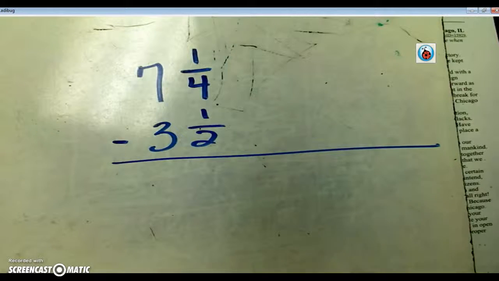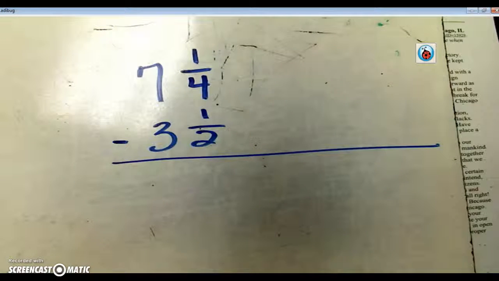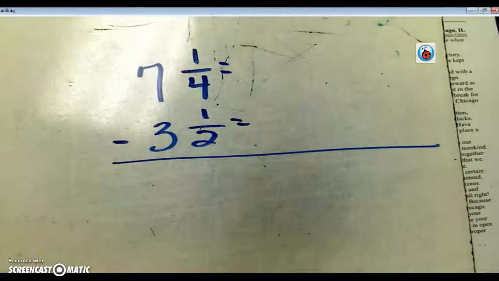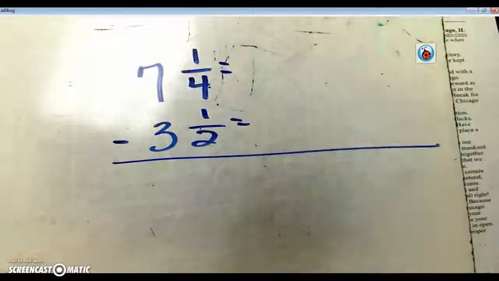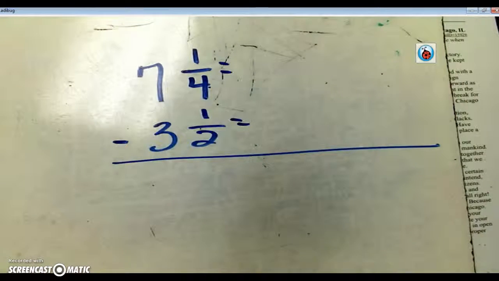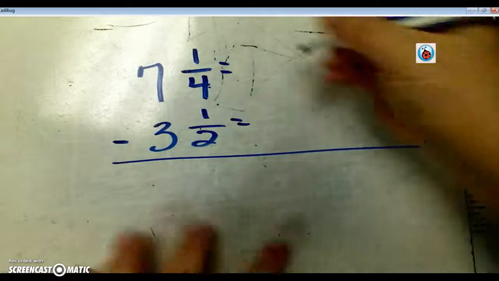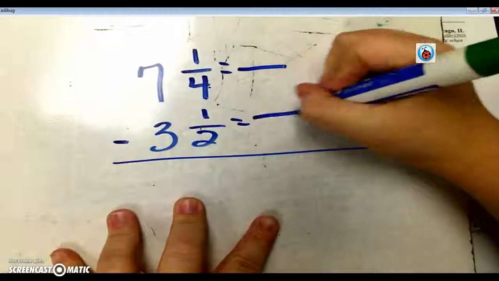So, focus up here. This is the one where we have to regroup. This is the extra step that may confuse you a little bit, which is why we're going to spend 2 days on this. Okay? I still have to follow the same step of finding a common denominator. So when I look at 4 and 2, what could be a common denominator, Leslie? Could be 4, could be 8, could be 12. Okay? But we're going to use 4.